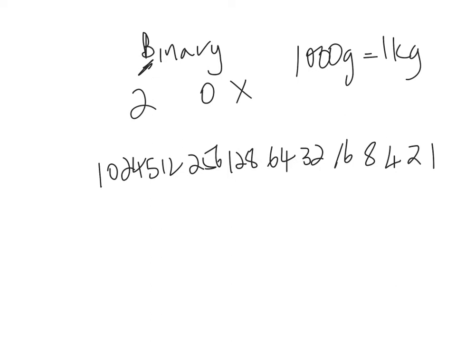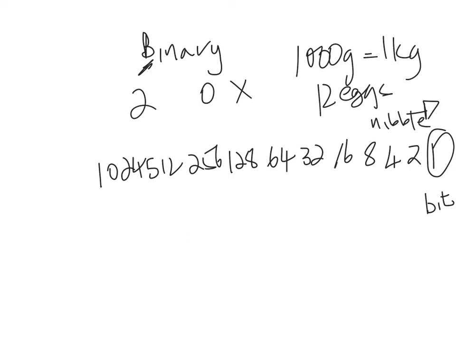How many eggs are in a dozen? There are 12 eggs. So they decided that would be called a bit. Anything below 1 would be called a nibble. What is the closest to 12 here is 8. So 8 bits equals 1 byte.